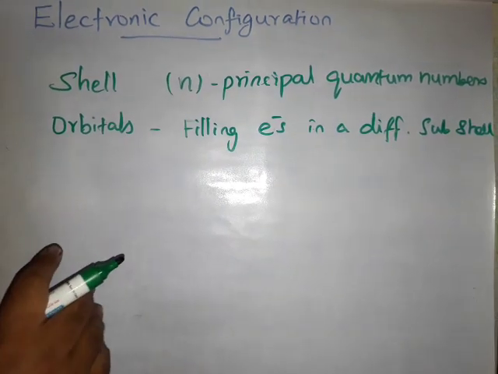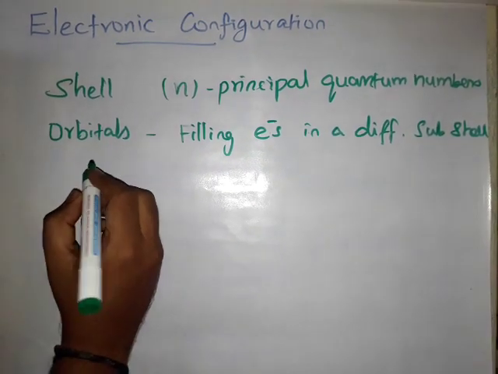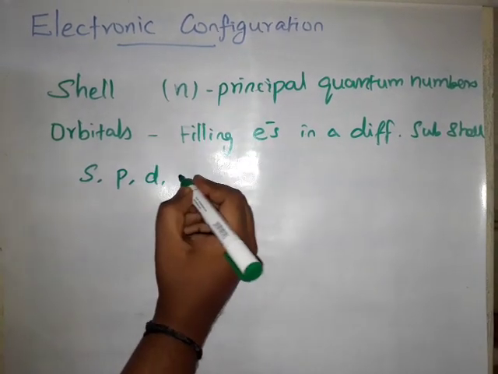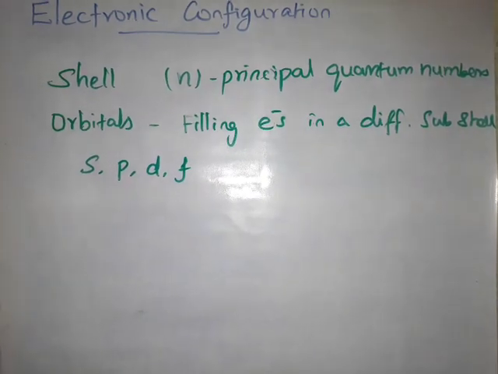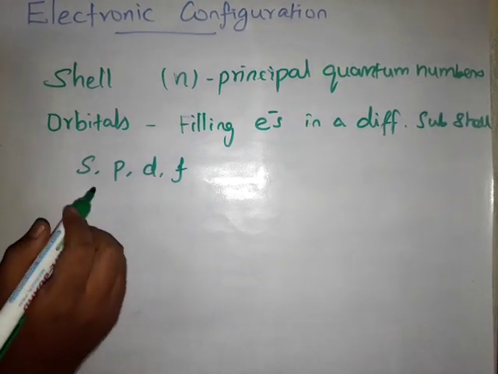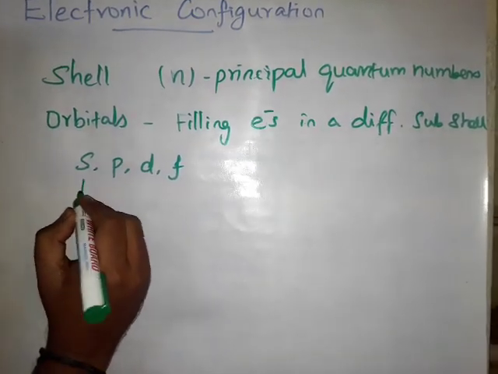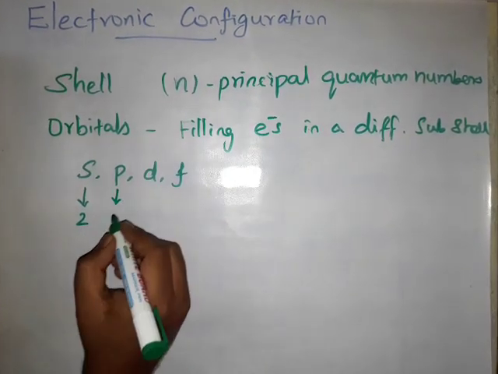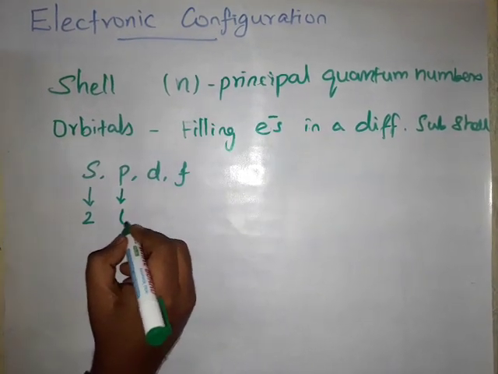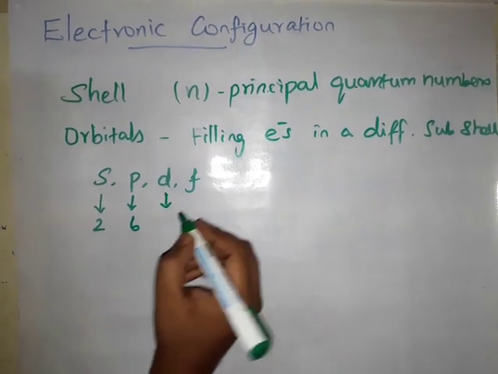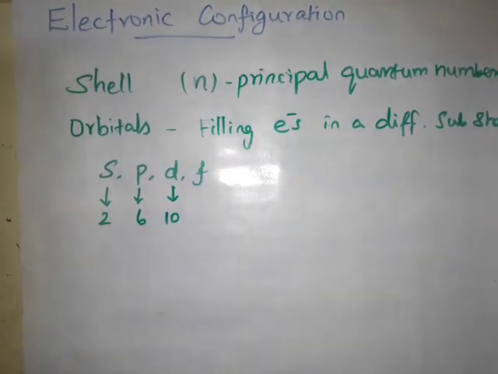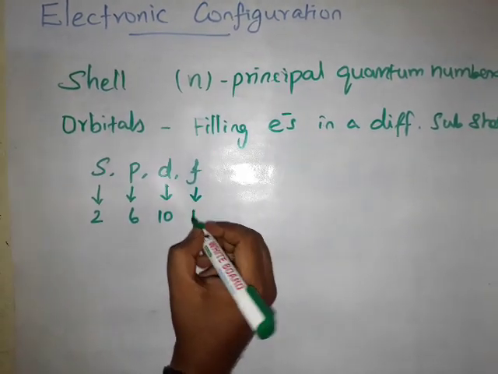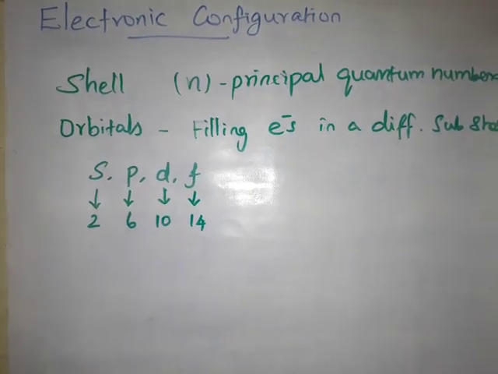So the different orbitals are the s orbital, p orbital, d orbital and the f orbital. The maximum number of electrons in the s orbital is 2, in the p orbital is 6, in the d orbital is 10, and in the f orbital is 14.